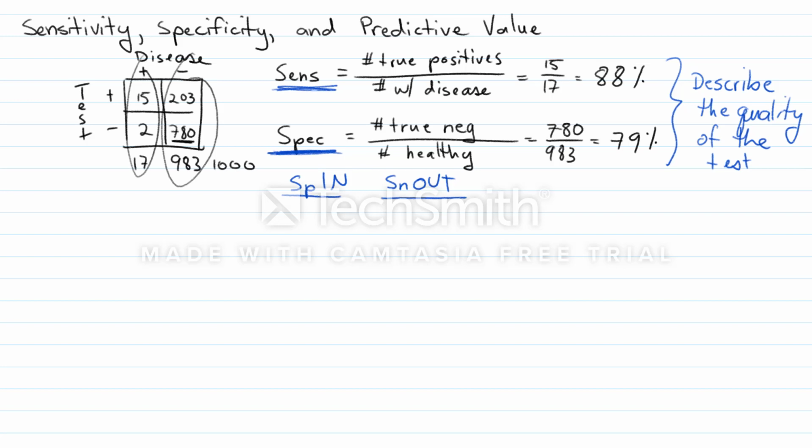If you have a sensitive test, you're going to pick up the vast majority of people who do have the disease, because it's very good at picking up every single case of the disease. So if they test negative, you've got a pretty good chance that you don't have the disease. You can rule it out. And vice versa. For specific tests, they're very good at picking up just that one particular disease you're looking at and not anything else. So if you get a positive result, you're more likely to rule that disease in.